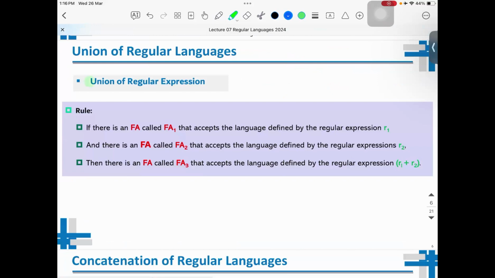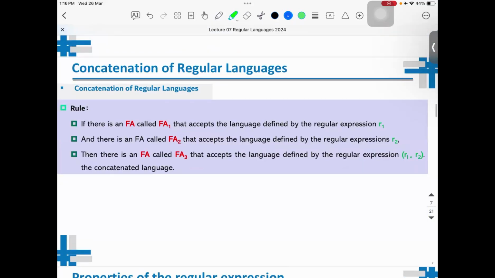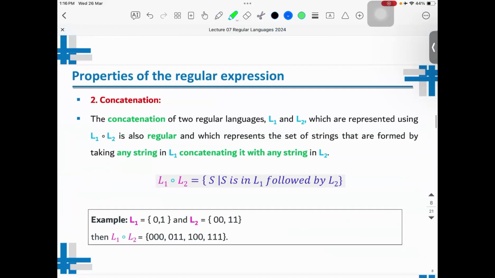We already discussed the union. So there is a finite automata 1, another finite automata 2, and another finite automata 3. Finite automata 3 is the union of finite automata 1 and finite automata 2. Another thing is the concatenation, which is represented by dot. We have finite automata 1 represented by regular expression R1, and finite automata 2 defined by regular expression R2. There is a finite automata 3 which is the combination R1 dot R2, which means the concatenation. The concatenation of two languages which are represented this way is also regular. The same is the case with the union.